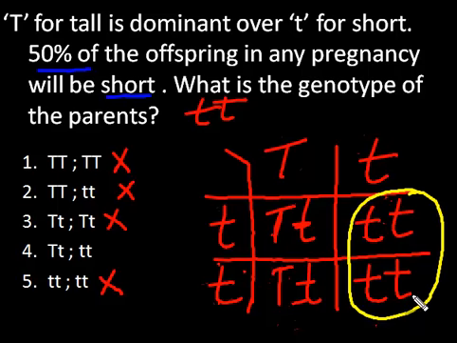We do have 50% who are going to be short and 50% who are going to be tall, but they are going to be heterozygous. So therefore the answer is this one. This is how you work backwards when you need to find out the genotype.